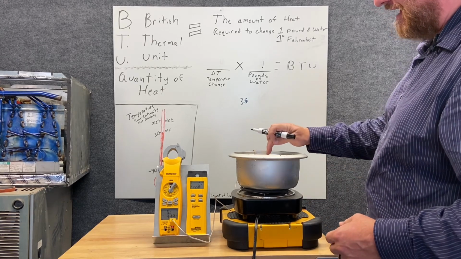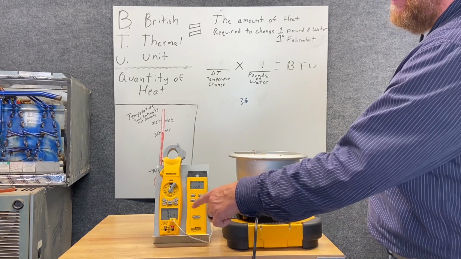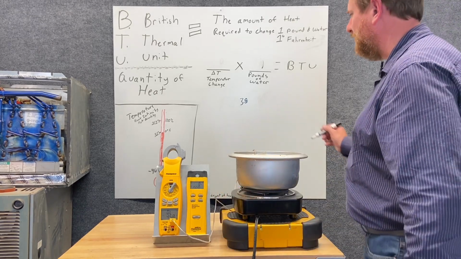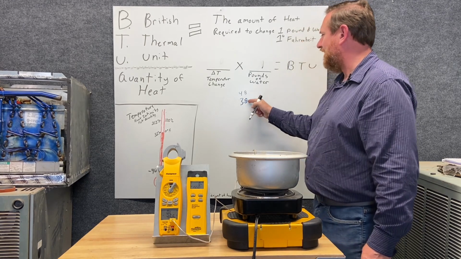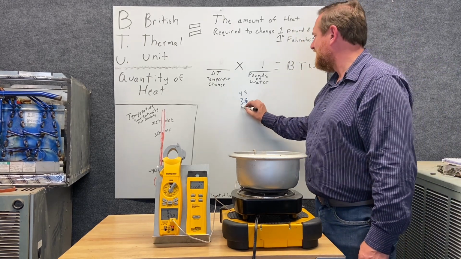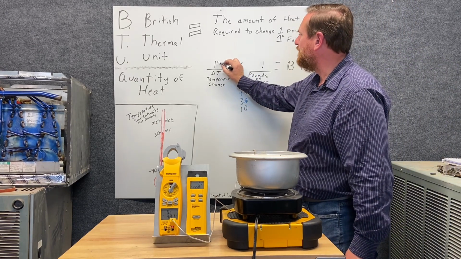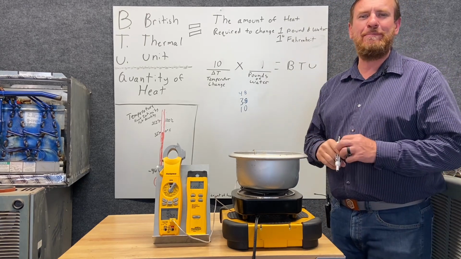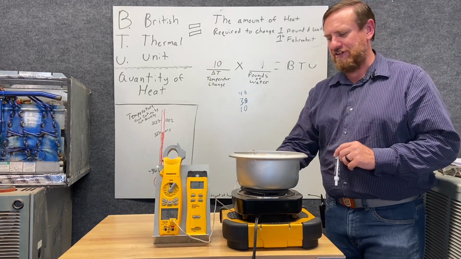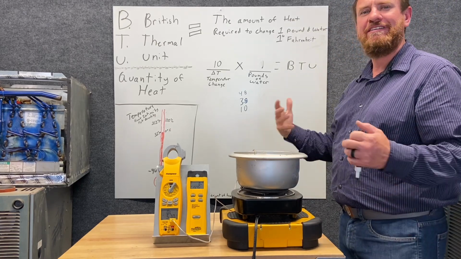My thermometer here is not quite the most accurate, but it's going to give us a good idea. So let's say that we get up to, for simplicity, 48 degrees. If we're at 48 degrees now, we started at 38 degrees, that's a 10 degree temperature change, or a 10 degree delta T. So if we put 10 degrees here, 10 times 1 pound of water, that would be an example of 10 BTUs of heat energy. So don't be afraid of the math. It's just simply we're going to take some numbers to get an answer.